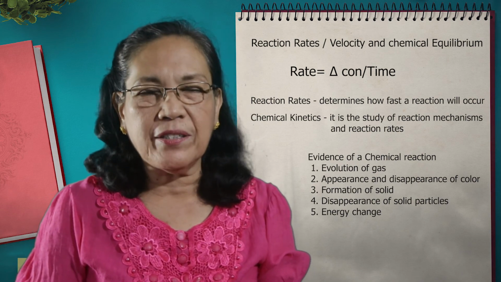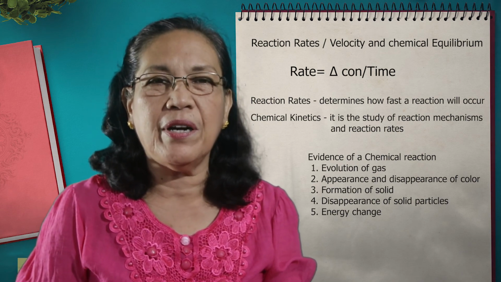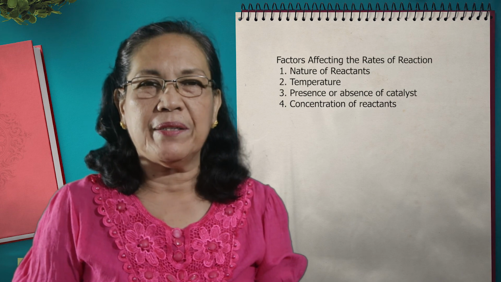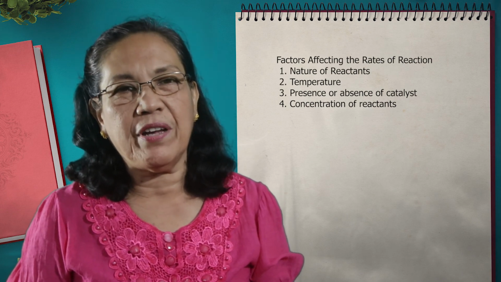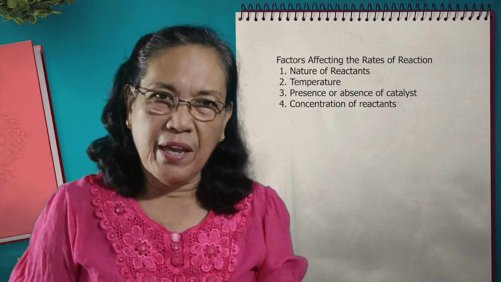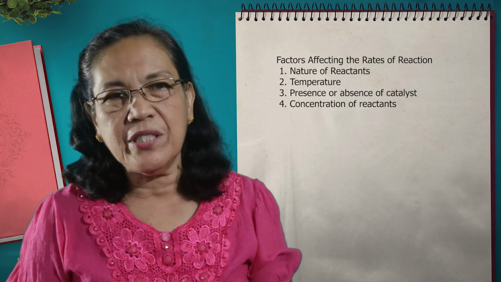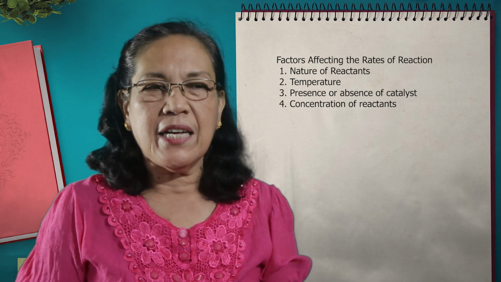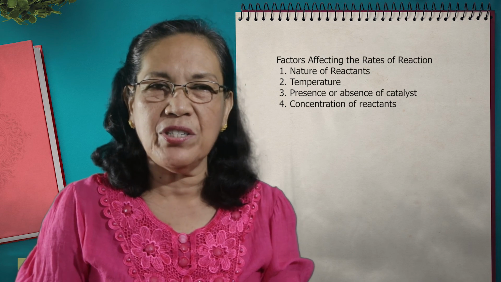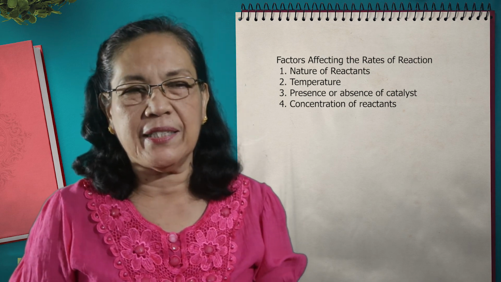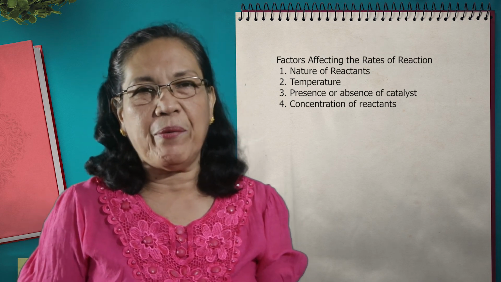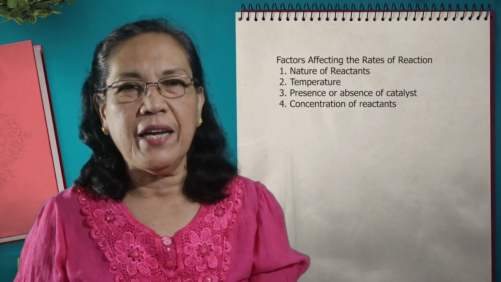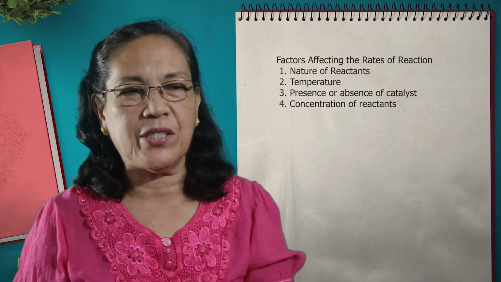Now, let's go to what are the factors affecting the rate of reaction. We have 4 factors that affect the rate of reaction. Number 1, we have the nature of the reactant, we have temperature, we have presence and absence of catalyst. Then number 4, we have the concentration of reactants. Let's discuss them one by one. Number 1 is the nature of the reactants.